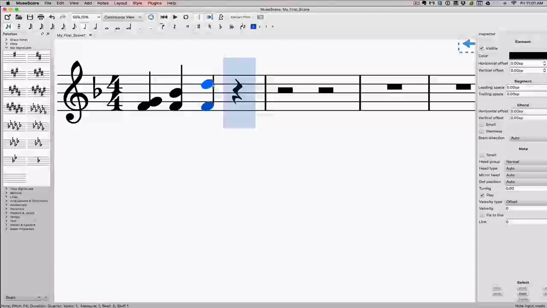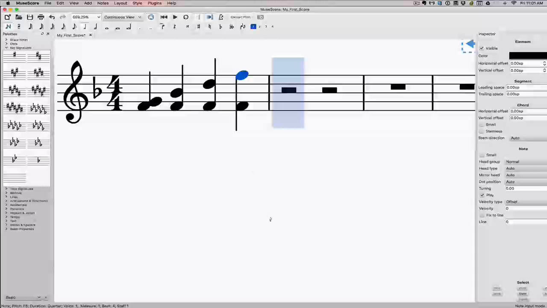Here's a note on a line, or on a space. That's a sixth. Here's a note on a line, or on a space. That's an octave. So octaves are always going to be a wide gap where one is on a space and one is on a line, or opposite.